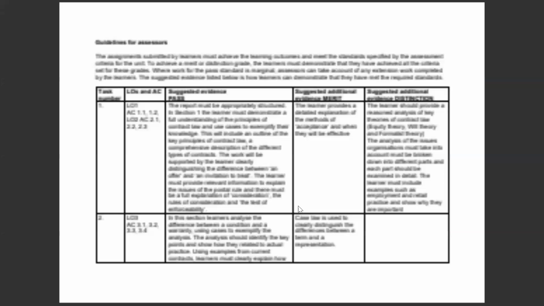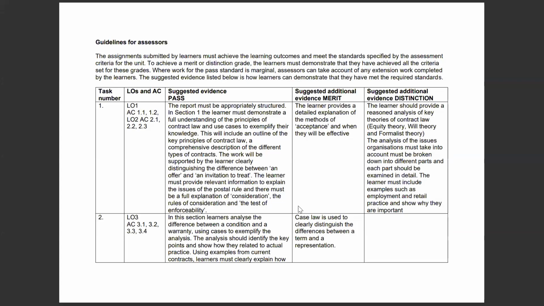And that's looking at learning outcome AC 4.1, 4.2, 4.3, learning outcome 5.1, learning outcome 6.1, and learning outcome AC 7.1. So these are some of the guidelines for the assessors. The assessments submitted by the learners must achieve the learning outcomes and meet standards specified by the assessment criteria for the unit. So to achieve the merit or distinction grade, the learner must demonstrate they have achieved all the criteria set for these grades.